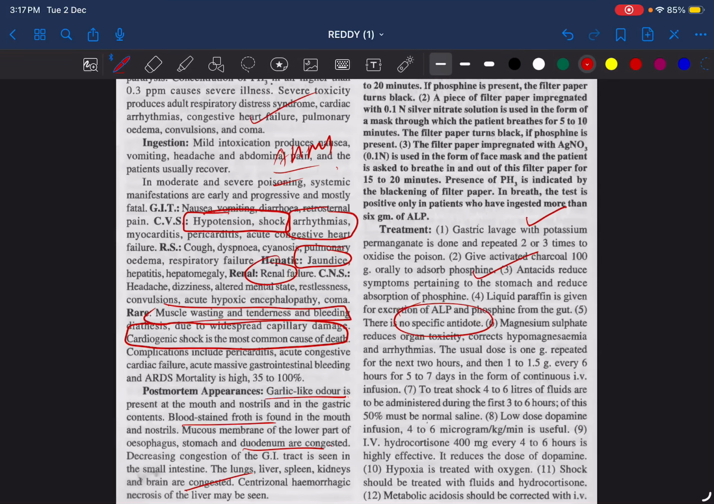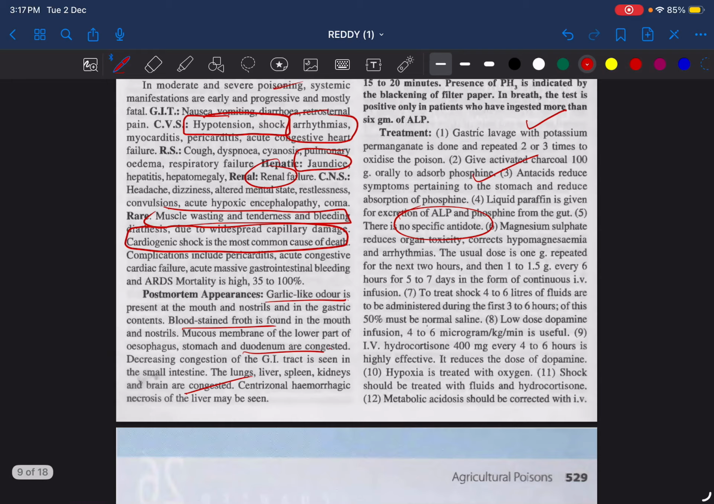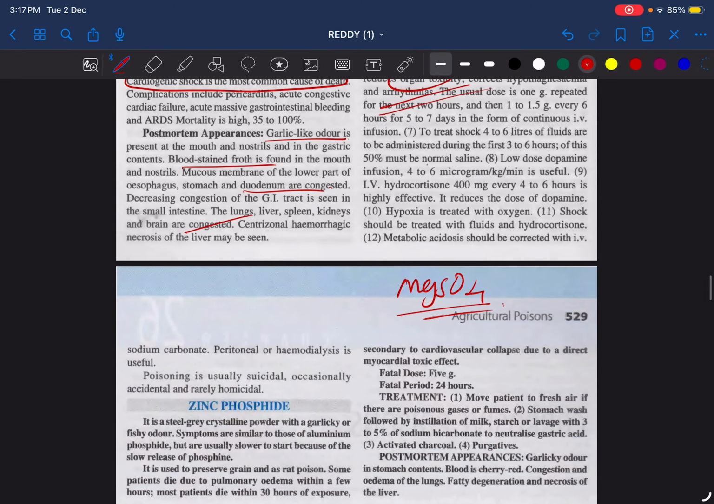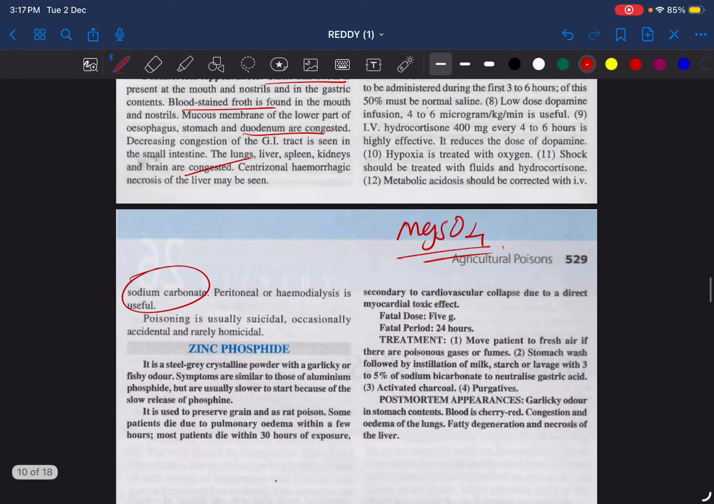Here comes one question: which of the following drugs is approved for use in aluminium phosphide poisoning? It is MEGSELF, that is magnesium sulfate, because it reduces the organ toxicity, especially it corrects the most fatal complication, cardiac arrhythmias, very rapidly. So this has been a question. Okay, again in AIIMS they asked aluminium phosphide, what drug can be used? It is magnesium sulfate. Even though there is no specific antidote, magnesium sulfate has a very crucial impact on the treatment and recovery of the patient, and even metabolic acidosis and everything can be corrected by sodium bicarbonate. As a last resort, we go for hemodialysis. So with this, we complete agricultural poisons.